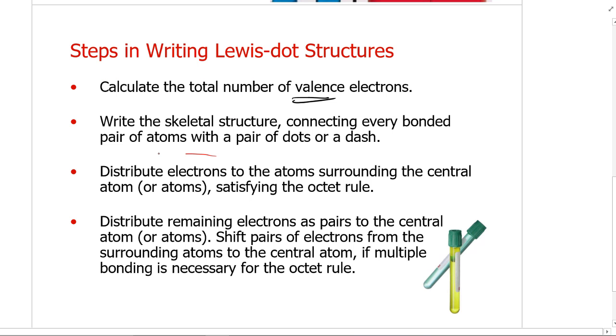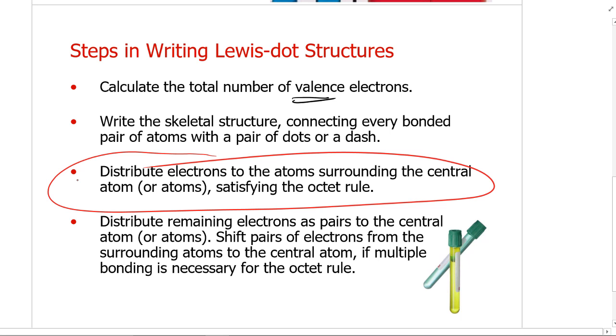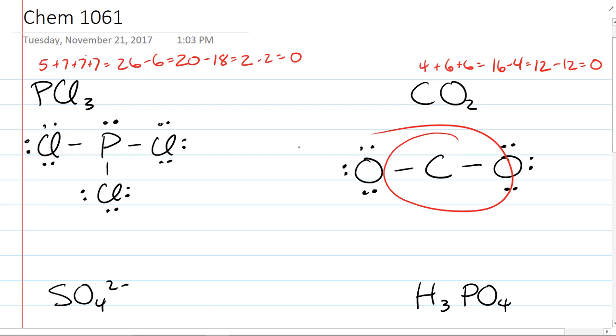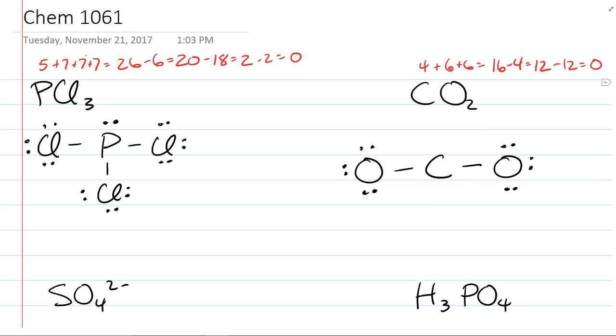So then the next rule says we're going to distribute the electrons to the atoms surrounding the central atom or atoms satisfying the octet rule. So we put in 2, 4, 6, 8, 10, 12. That uses up all 12, so we have 0 left to go. What's wrong with the structure? Right, carbon does not have the octet. It only has available to it 4 electrons. So then we need to do the double bond.